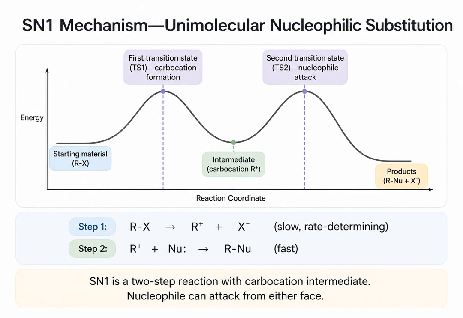The SN1 mechanism is fundamentally different. It occurs in two steps. First, the C-X bond breaks slowly to form a carbocation intermediate, a positively charged carbon with only 3 bonds. This is the rate-determining step. Then, in the second fast step, the nucleophile attacks this carbocation from either face, front or back, leading to a mixture of stereoisomers. Since only the alkyl halide participates in the slow step, we call this unimolecular nucleophilic substitution.